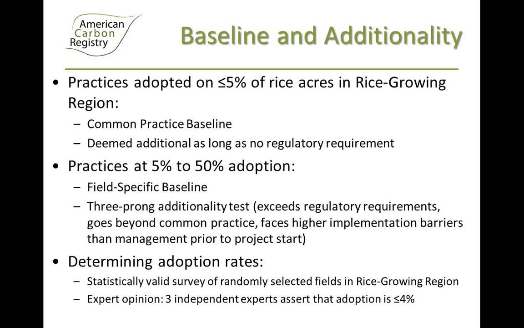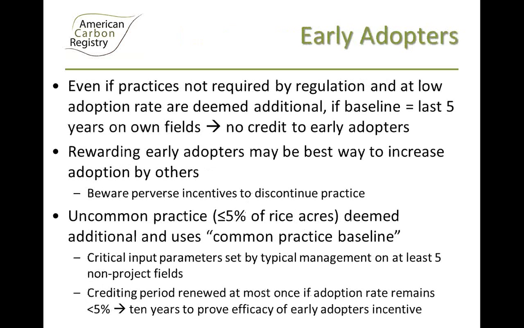How are adoption rates determined? There are 2 ways: a statistically valid survey of randomly selected fields in the rice growing region, that's a survey conducted by the project proponent, or expert opinion, experts who are credentialed and whose credentials have to be provided by the project proponent, providing their assertion that adoption is less than 4%. The only reason for the difference there is to ensure a little bit of a buffer. So we really want to know that adoption is less than 5%, but we're going to be sure of that by requiring the expert assessment that it's less than 4%.